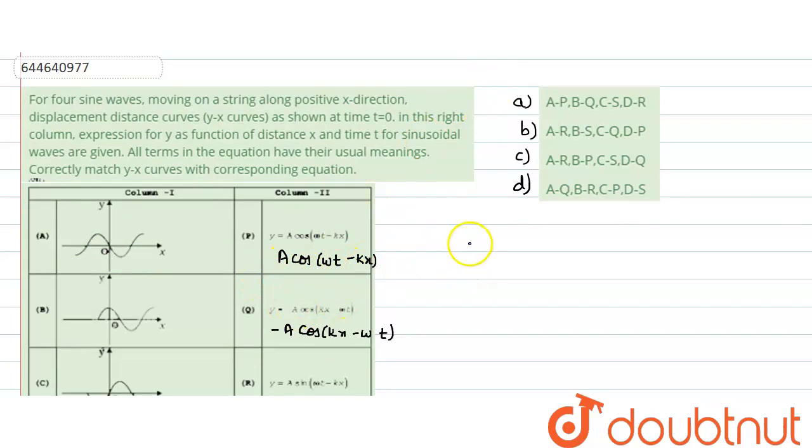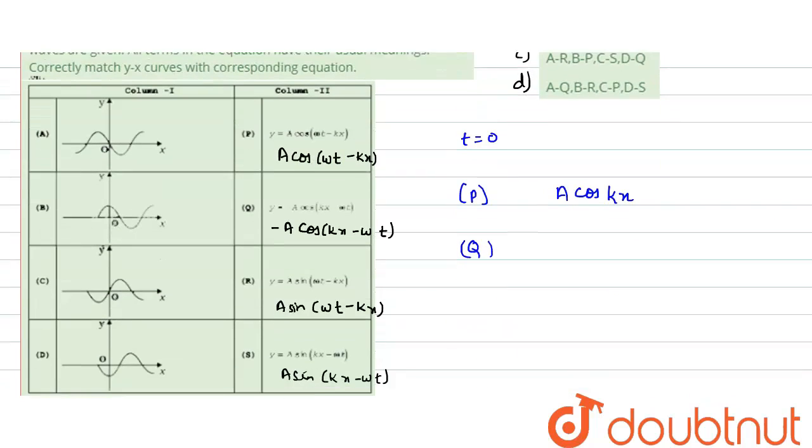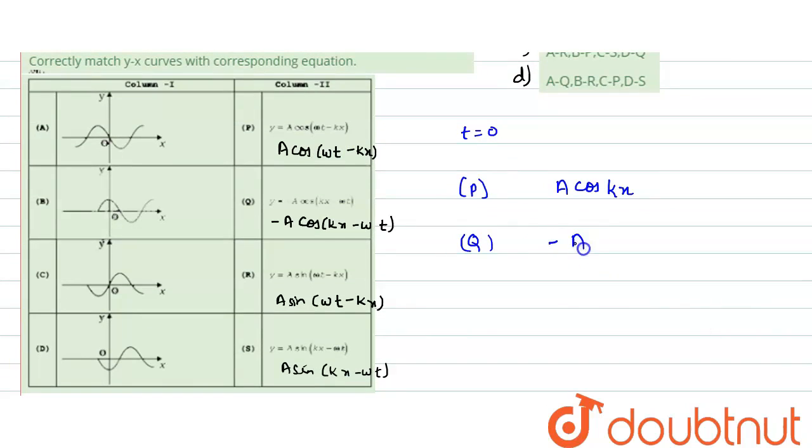Now here if we put t equals to 0, one by one in p, q, r, and s, then p would become a cos of minus kx. Now cos of minus theta would be equal to cos theta, so we can just write it as a cos kx. Similarly, if we see q, if you put t equal to 0 in q, it would be minus a cos kx.